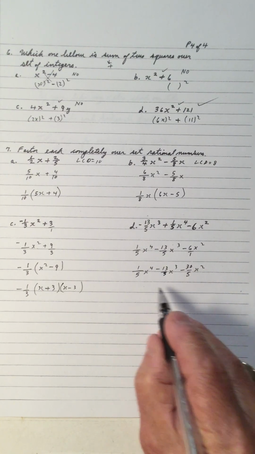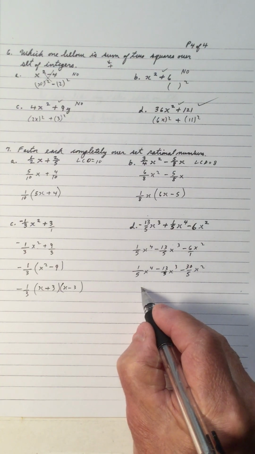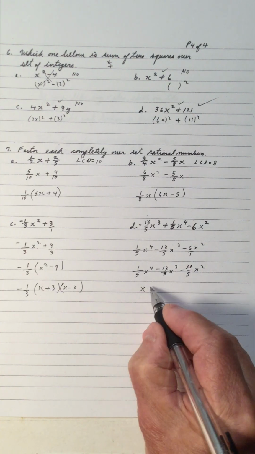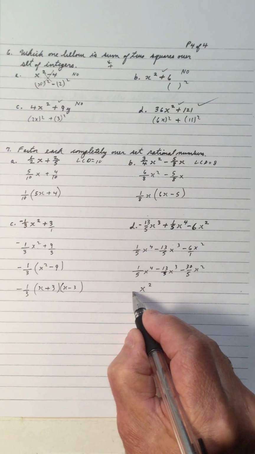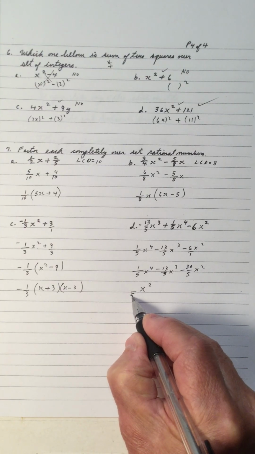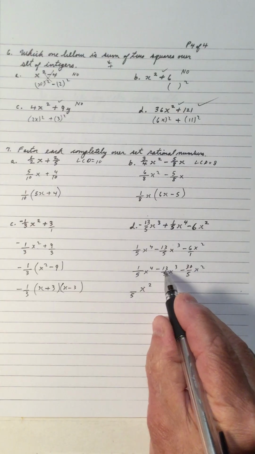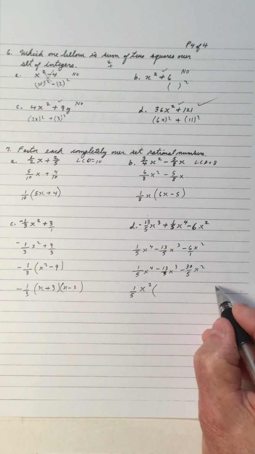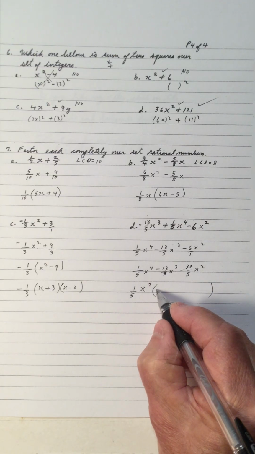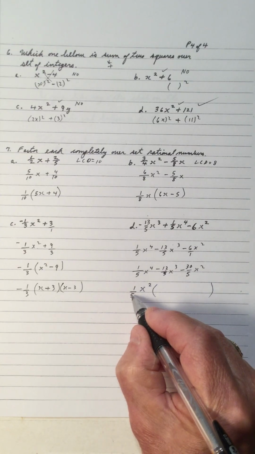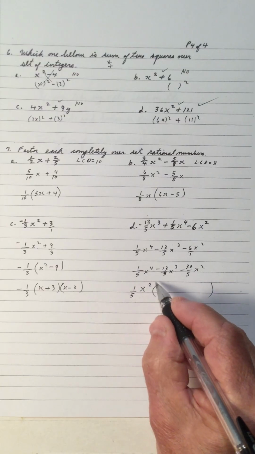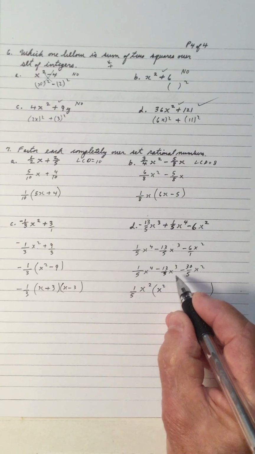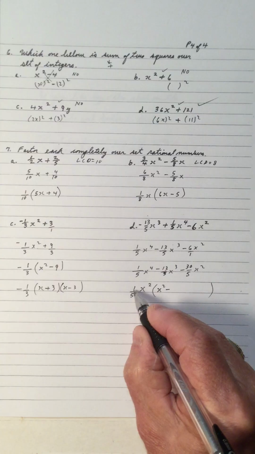Now we have x is common. The smallest exponent is 2. And we got a denominator of 5. And there's nothing common between, only a 1. So let's take that out. Let's see what we got. 1/5 divided by 1/5 is 1. So we got x squared. And right here we got 1/5.